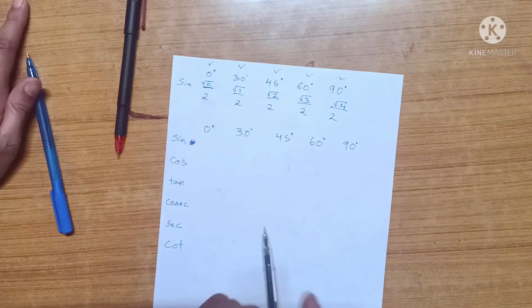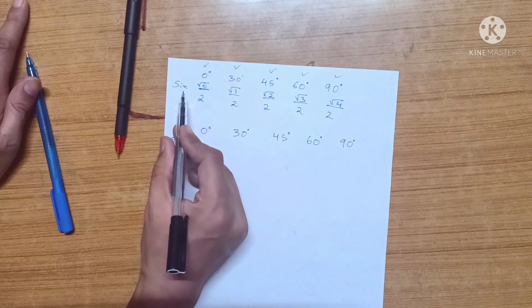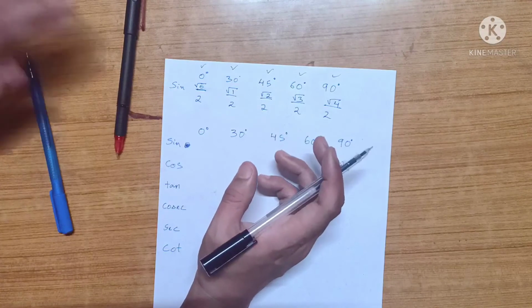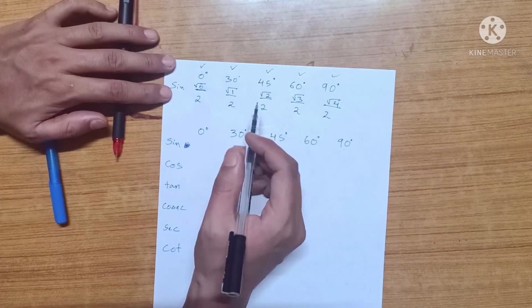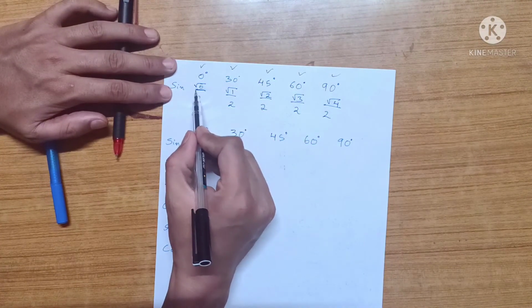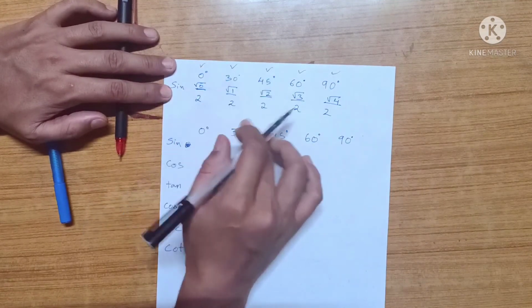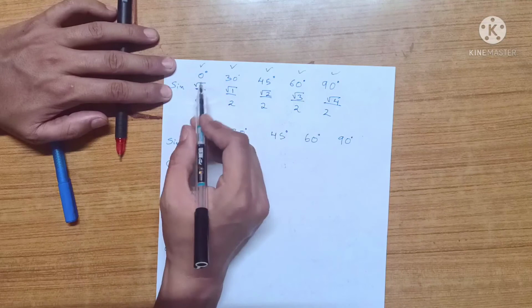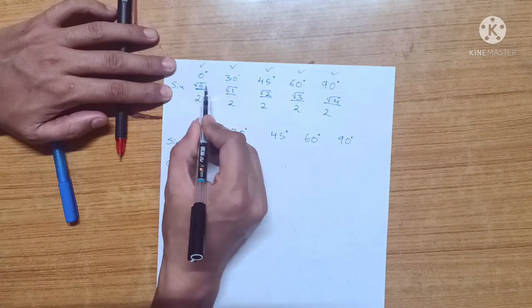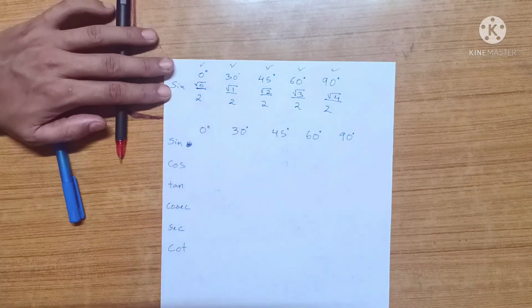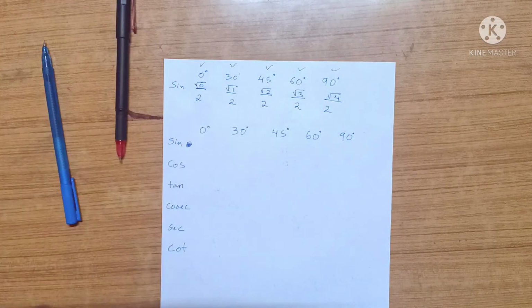You just have to think about this. If you want to memorize the values of sine, all you have to do is this. Write divide by 2, divide by 2 in everything: 0, 30, 45, 60, 90, everything, and then root over, start from 0. Root over 0, root over 1, root over 2, root over 3, root over 4. So root over 0. So here.